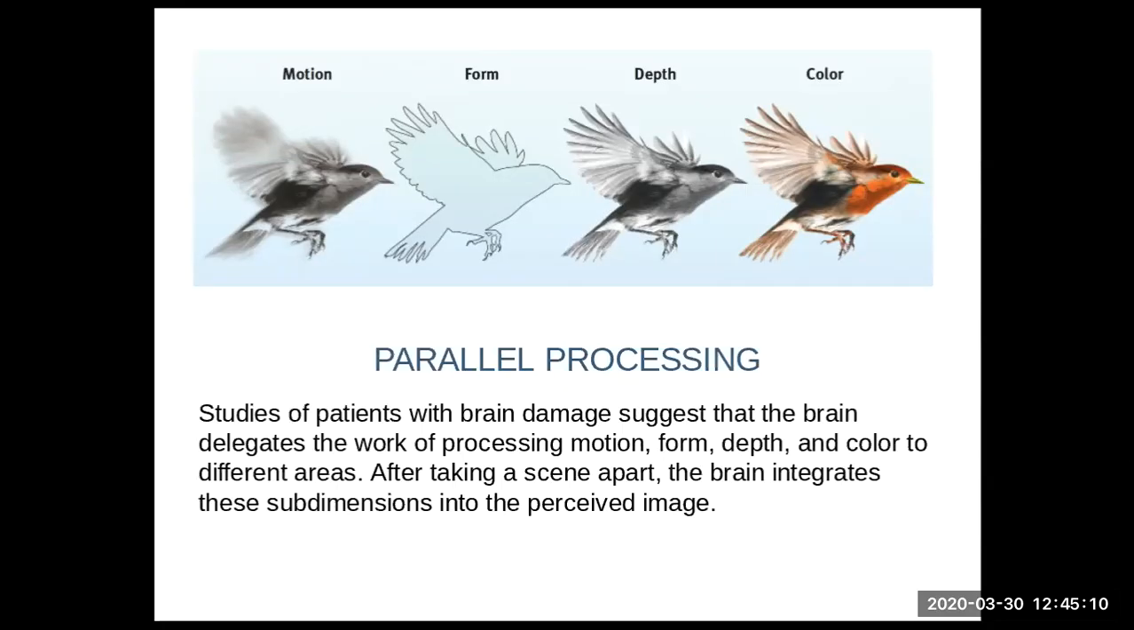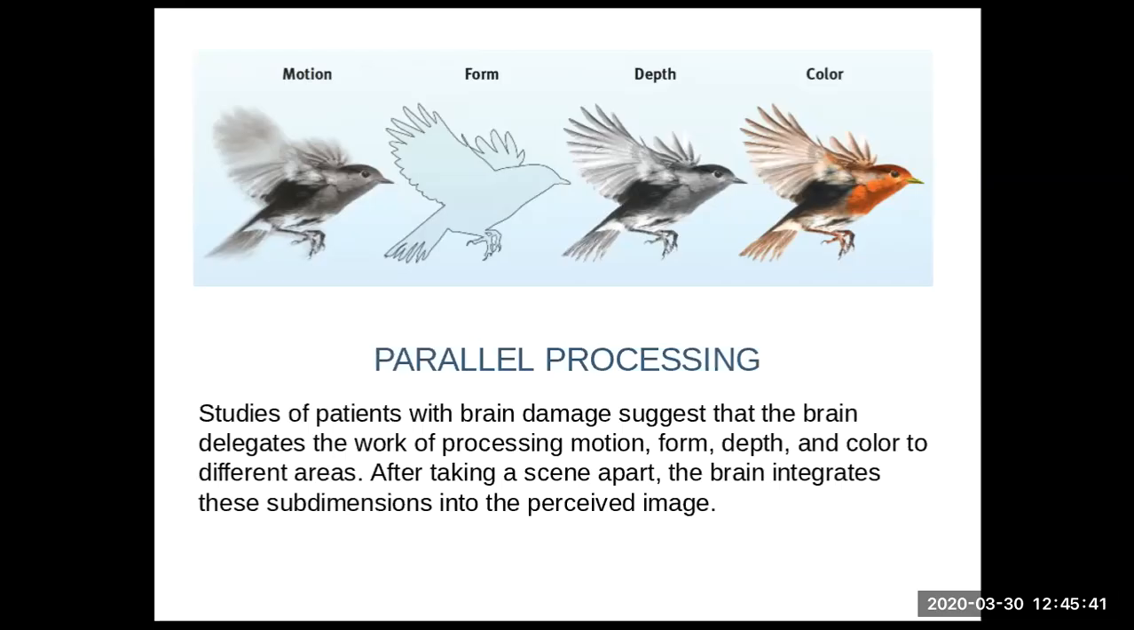And we know that this is true because of patients with brain damage, kind of like we talked about with Phineas Gage in chapter 2. Studies of patients with brain damage show that if you damage certain neurons or clusters, you may not see faces, or you may not get motion or depth or color of any sort. And what that tells us is that the brain takes this deconstructed image and puts the big picture together simultaneously.